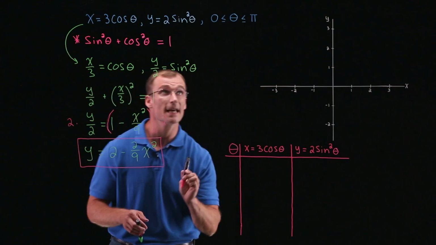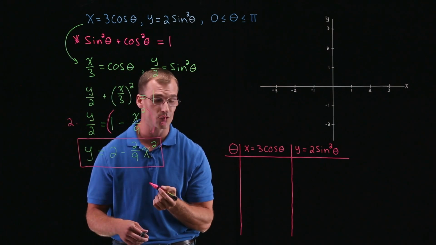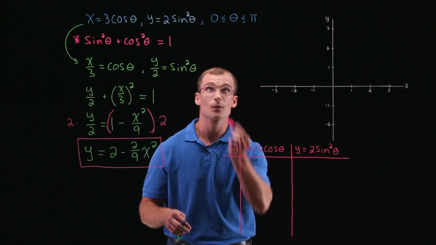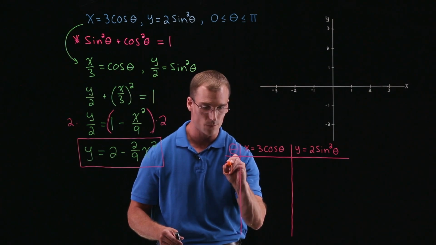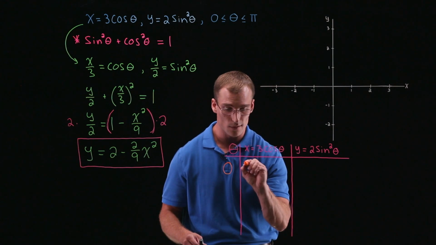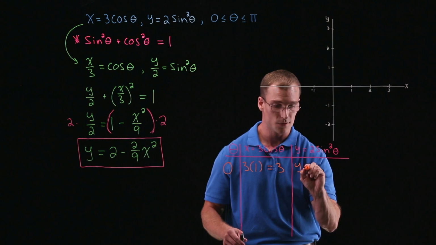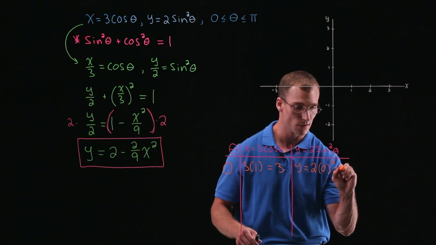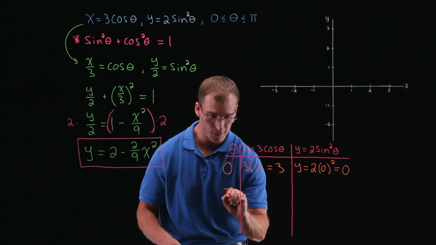Now, if we didn't have a restriction on theta, if theta could range through any values, we could probably just go ahead and sketch the graph of this as is. But since we have a restriction, we're going to go back and also plot some points. It gives us a good bearing on what the graph is supposed to look like. So theta ranging between 0 and pi, let's start with theta equal to 0. Cosine of 0 is equal to 1, so x is 3 times 1, or 3, and y is equal to 2 times sine squared of 0, which is 2 times 0 squared, equal to 0.